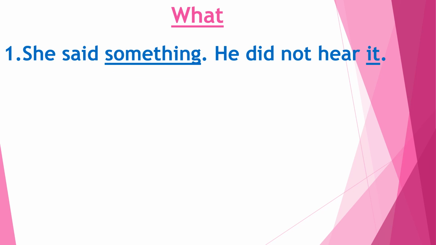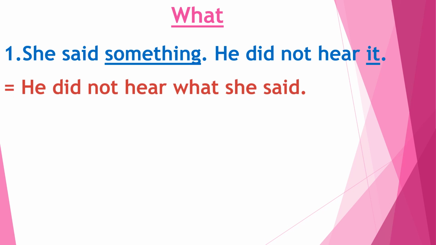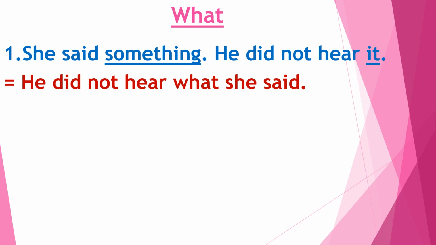Now see the next joining word, what. Look at some examples. She said something, he did not hear it. In the first sentence we find something, and in the second sentence we find it. So we can join these two sentences using what. So at first we use the second sentence, he did not hear, and we remove it, and we use joining word what. Then the first sentence, she said, and we remove something.